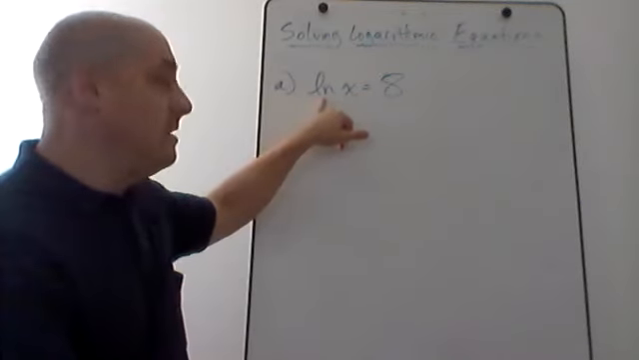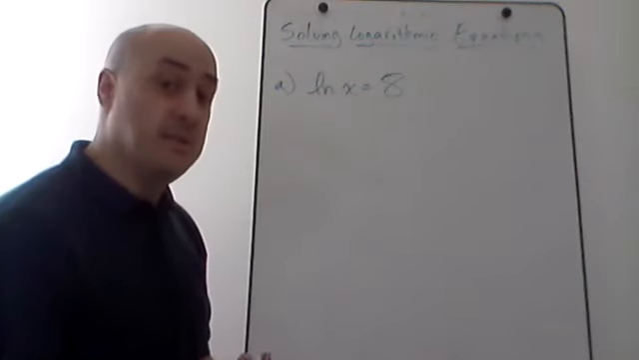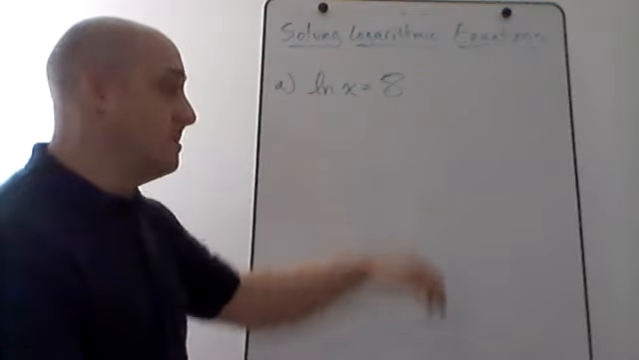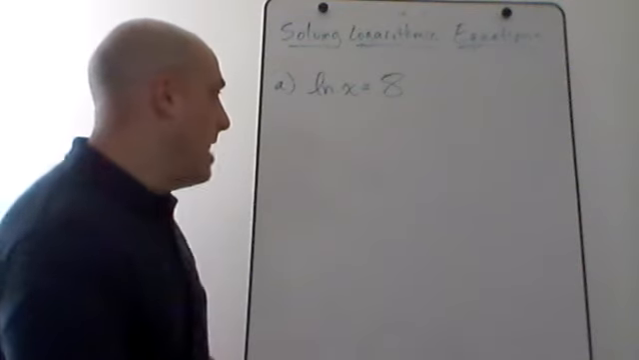Because remember, ln stands for the natural logarithm. That's the logarithm that has base e, that special number e that comes up so much when we're dealing with logarithms and exponential functions. All right, so that's what we have here.